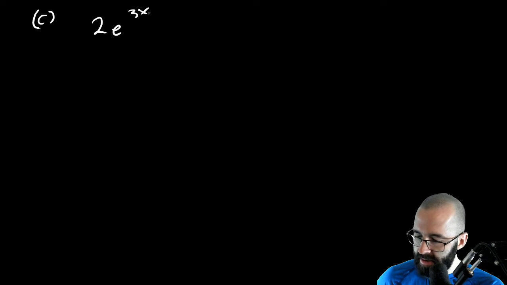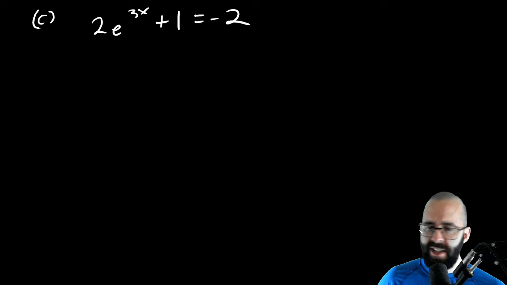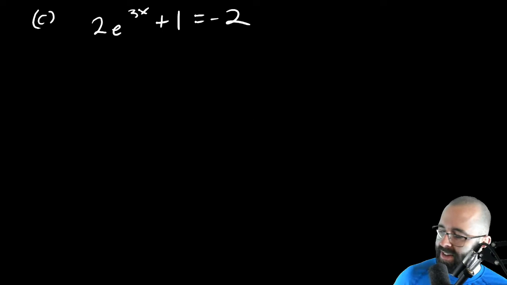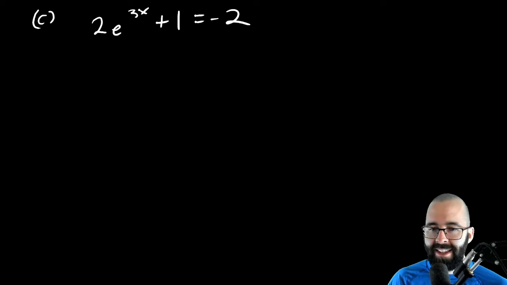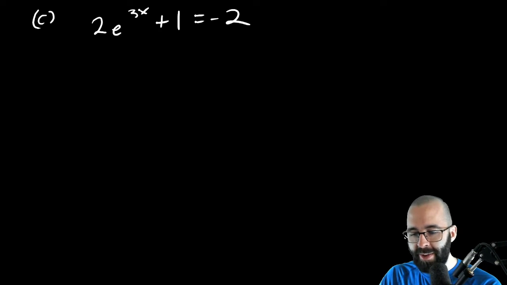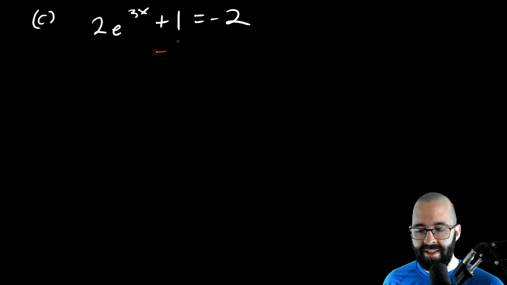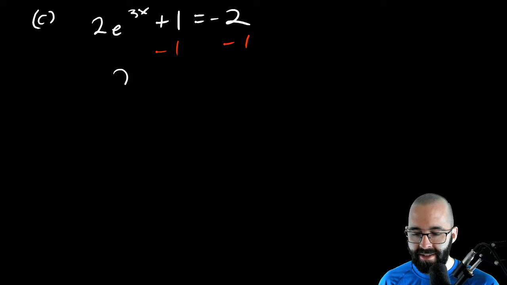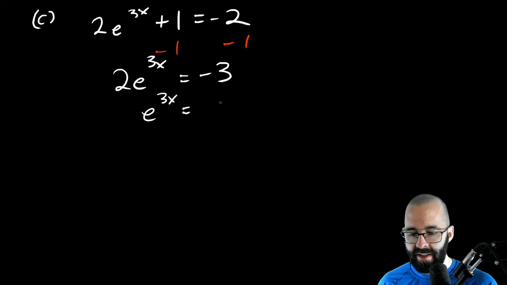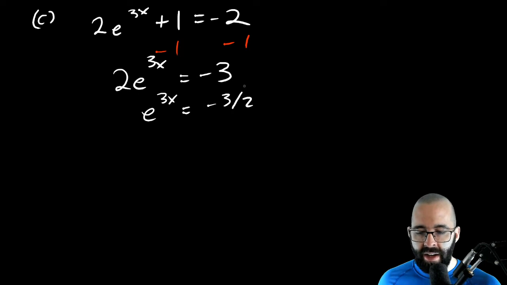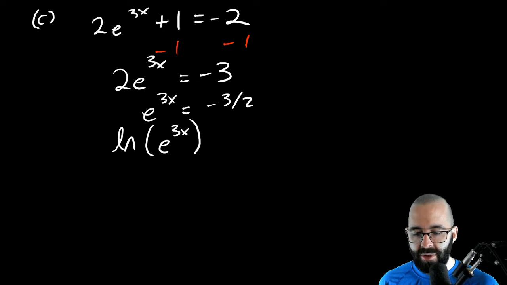Part C is going to be pretty similar. 2e^(3x) + 1 = -2. Jason, why are you doing almost an identical problem? All right, well I know how to do this. Let's subtract 1 from both sides, just like before. Divide both sides by 2, just like before. All right, it's a little messier. Whatever. Let's take the natural log of both sides, just like before. Undo that exponential function.